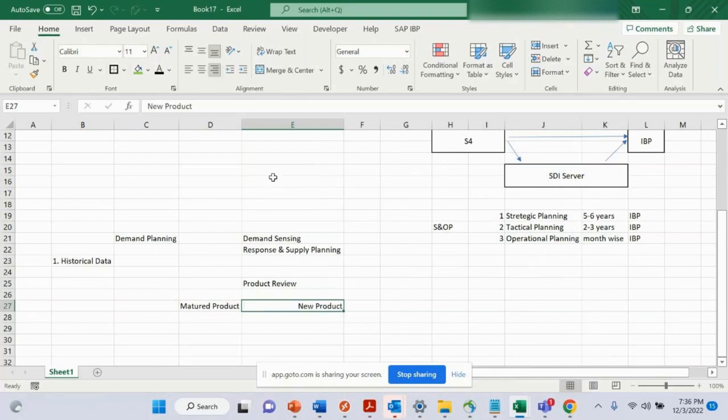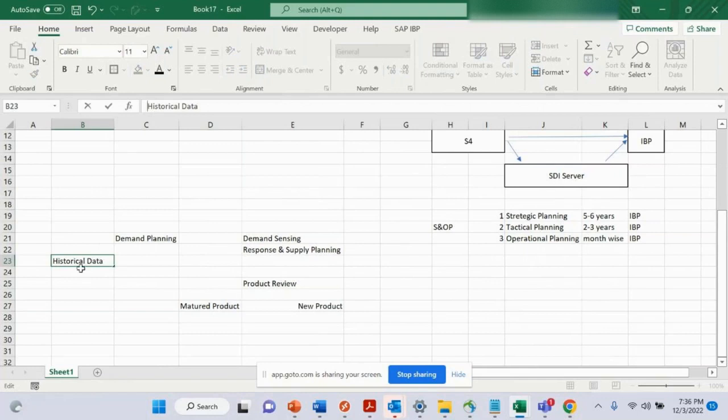So now the challenges come. In the product review phase we have two types of products. As per the business process, first we will analyze the historical data. The second thing we will do is data correction by the planners. If I am a planner, then for my respective business I will take care of the historical data and its correction. What do you mean by correction? Now here come the outlier parts.